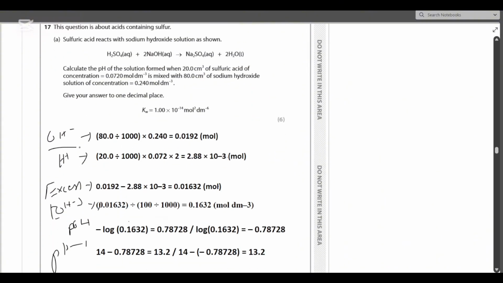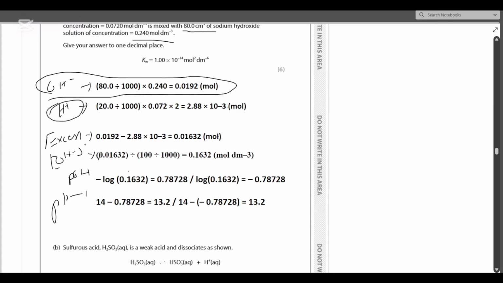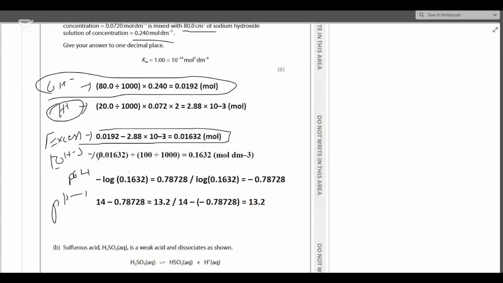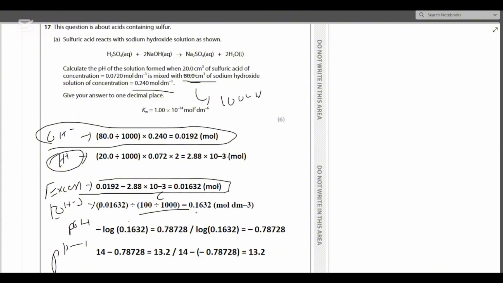At first, we clearly measure the moles of OH minus as per the volume provided, which is 80 cm cube of sodium hydroxide, by multiplying with the provided concentration. Likewise, we also find the H plus moles from the sulfuric acid that has come. Then we basically calculate the excess amount of OH minus moles by subtracting the H plus coming from sulfuric acid from the sodium hydroxide, and then we can easily find the concentration by dividing it with the volume provided, which is about 100 cm cube. When we add 20 and 80, that final solution has a volume of 100 cm cube. Eventually we get this concentration.